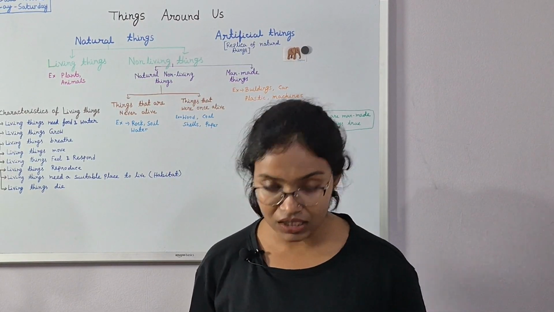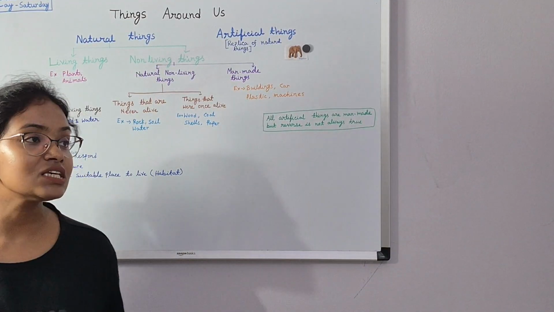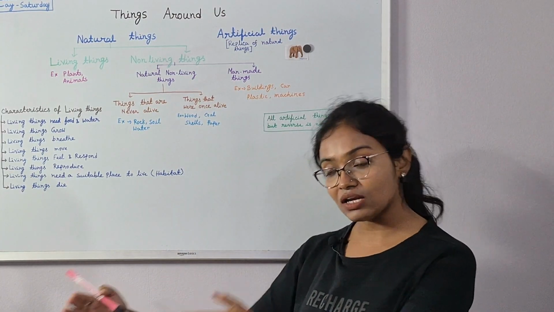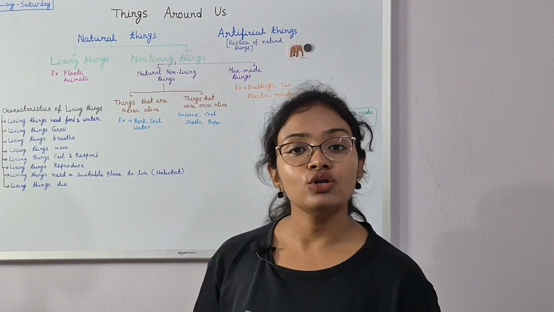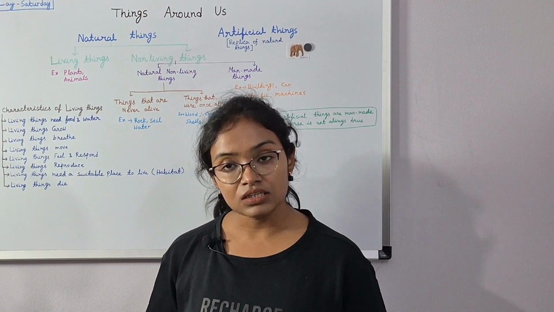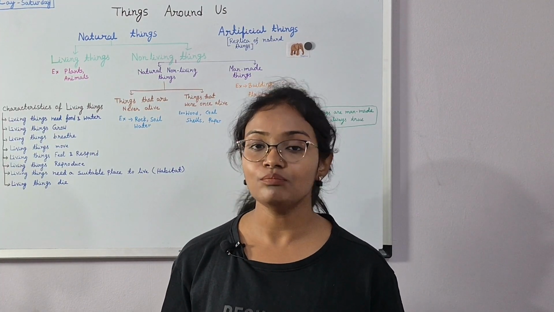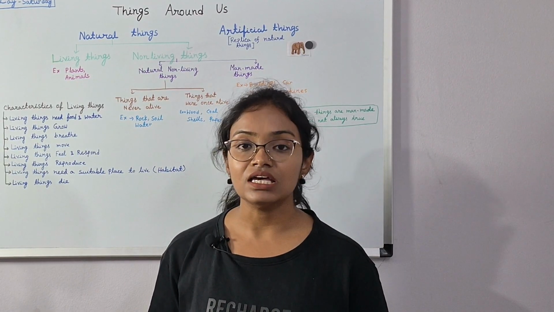But when I am walking or running, this is locomotion. Changing from one place to another, changing the place, that is called locomotion. This is mostly movement we can see in plants, and movement and locomotion both we can see in animals.